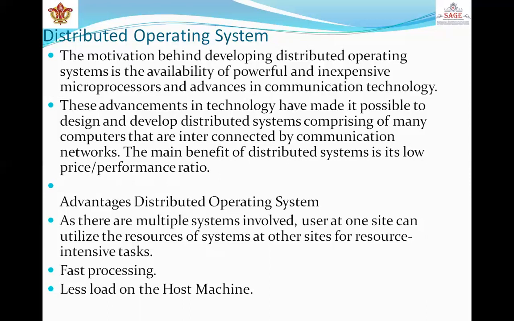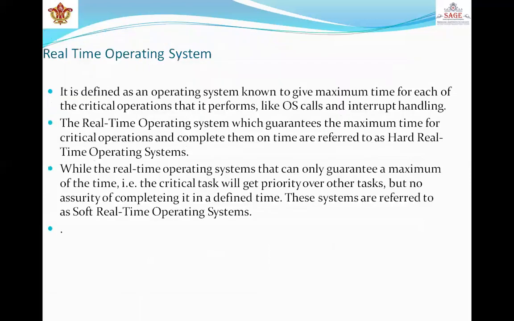It is an essential type of operating system. It uses many central processors to serve multiple real-time applications and users. As a result, data processing jobs are distributed between the processors. It connects multiple computers via a single communication channel. Advantages of a distributed operating system: fast processing and less load on the host machine. There are multiple systems involved. The user at one site can utilize the resources of systems at other sites for resource-intensive tasks.